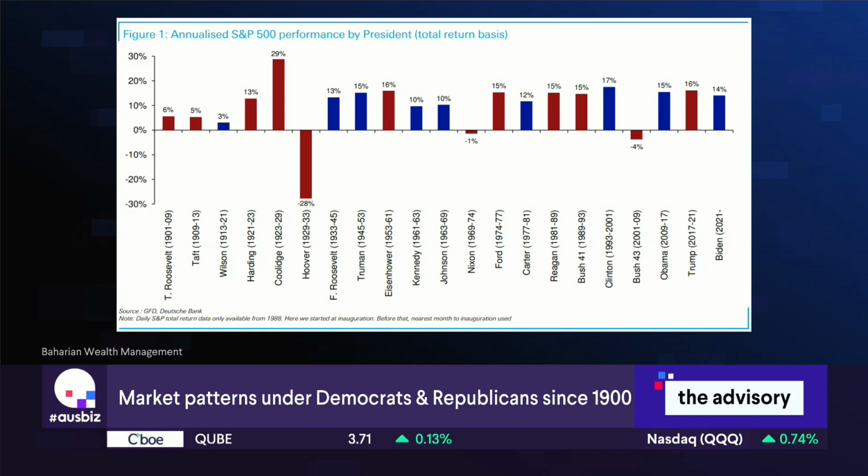3 have had single-digit returns, about 14%. And again, only 3 presidents have seen negative returns during their term. Now, the negative returns were arguably mostly driven by events outside of the control of the sitting president. So you've got the Great Depression, you've got the 1973 oil crisis, and poor George W.